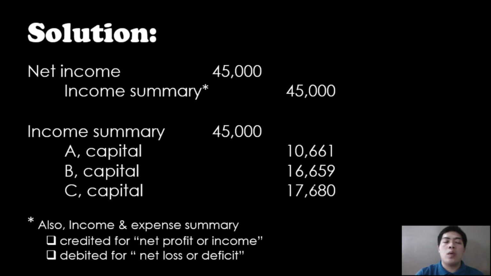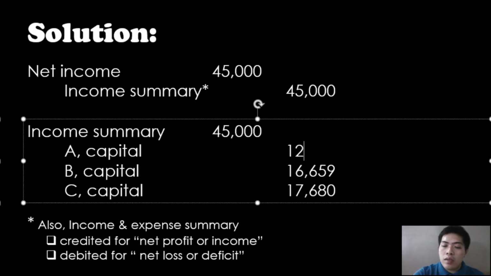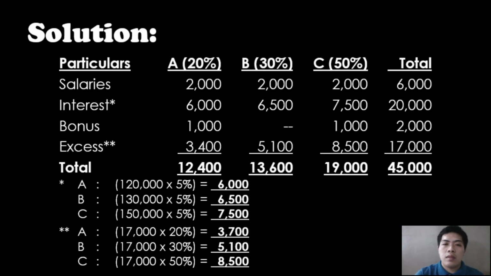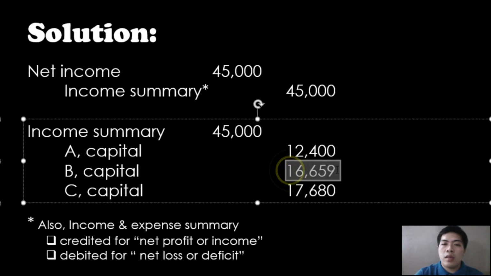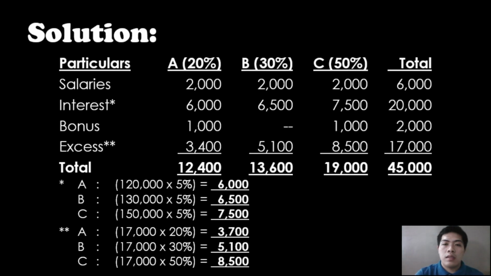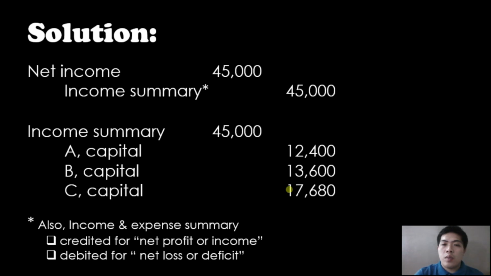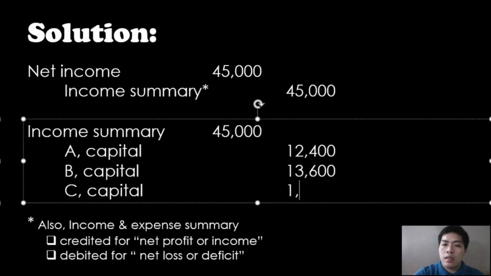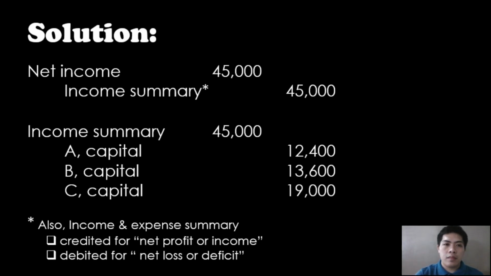Okay? Pwedeng i-close agad sa capital accounts nila yung income expense summary. Showing their respective balances. Wait, for this one we have 12,400, and for this one we have 13,600, and for this one we have 19,000. Okay? So yan. Total niyan 45,000.